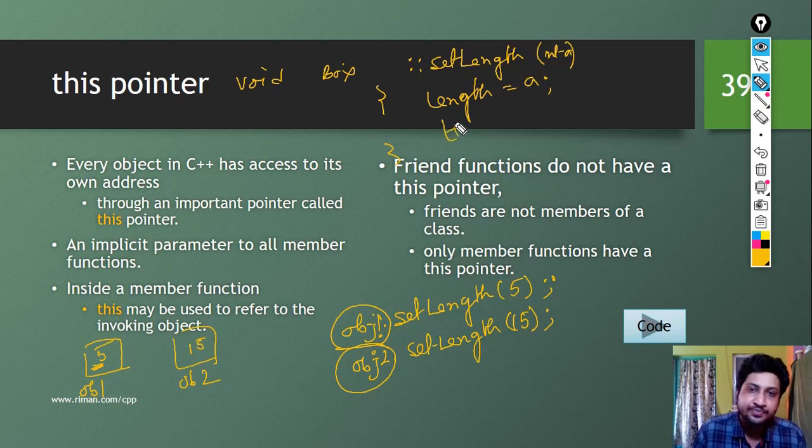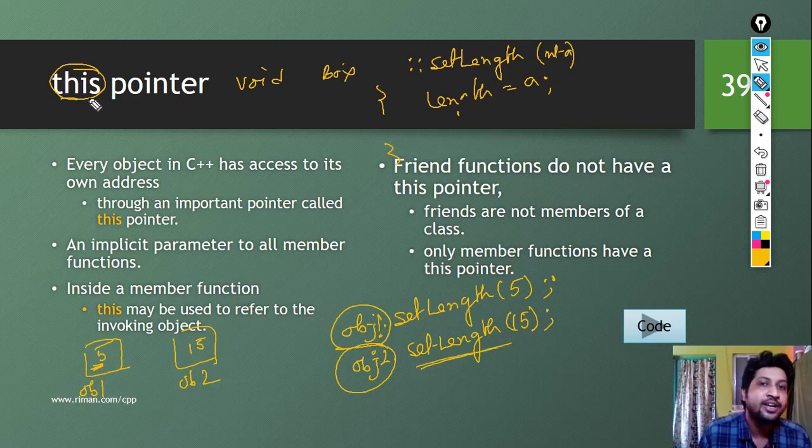So, the this keyword is used to denote the object that has invoked that particular function.